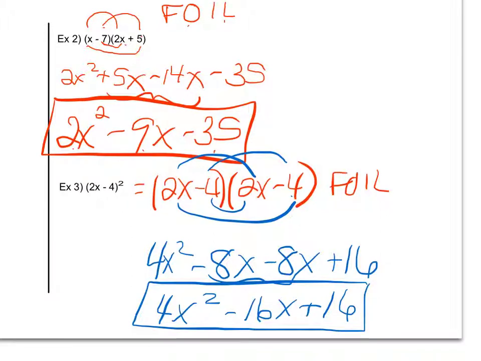We will, down the road, learn a formula for these types of problems, but for now we're going to remember to write it twice and FOIL.